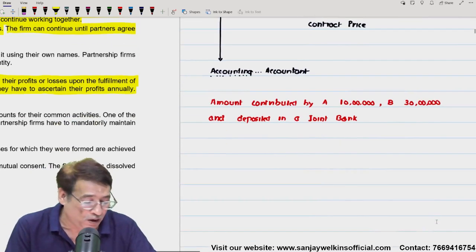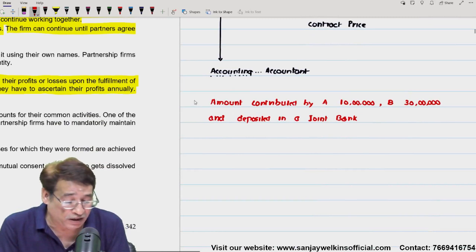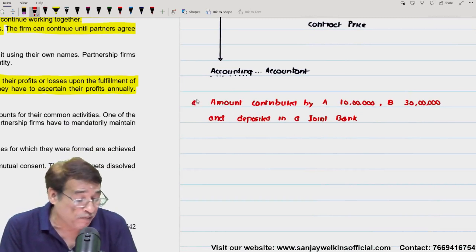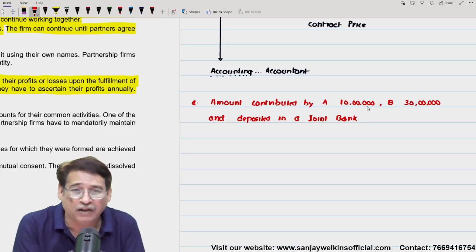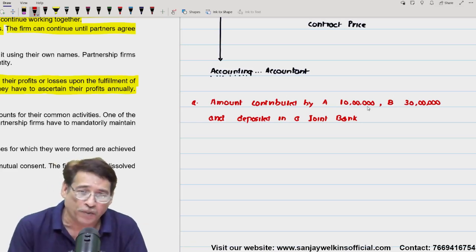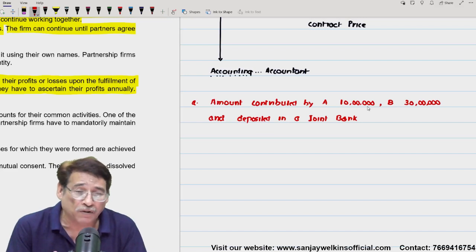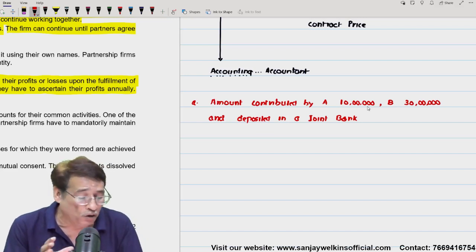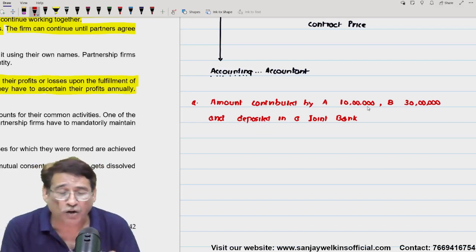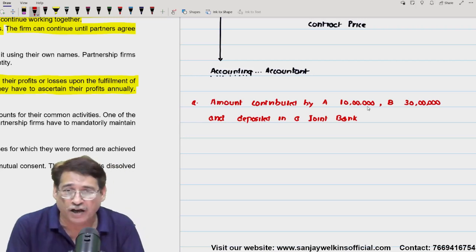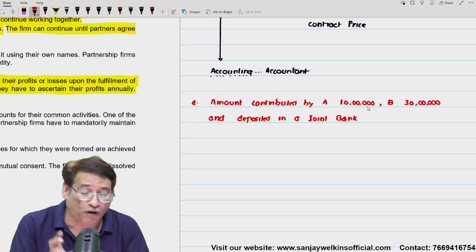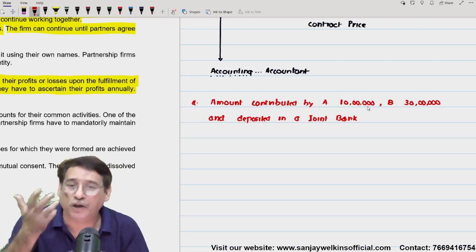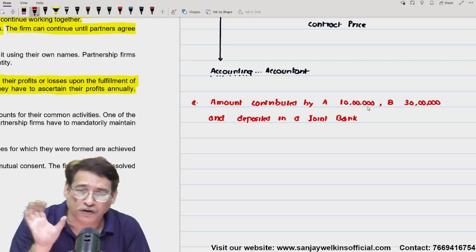So as to reduce the misunderstandings and the frauds also. So let us say you are given this particular transaction, that amount contributed by A 10 lakh and B 30 lakh, and this amount is deposited in a joint bank account. That is why this method is also known as joint banking account. So how the accounting is going to be done by the accountant? Now you presume as if you are the accountant of A and B.